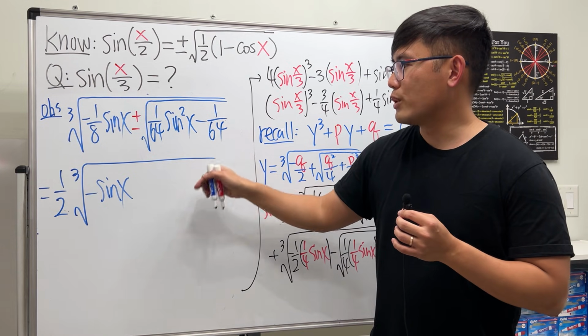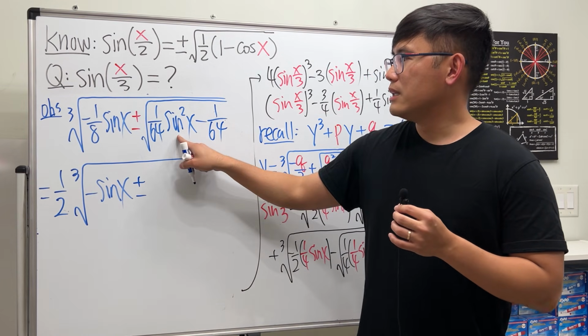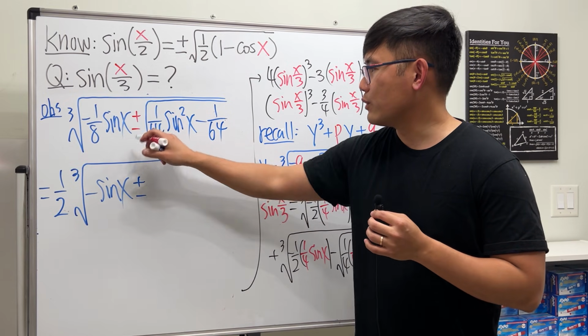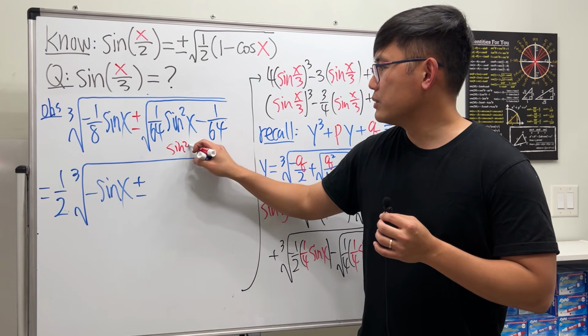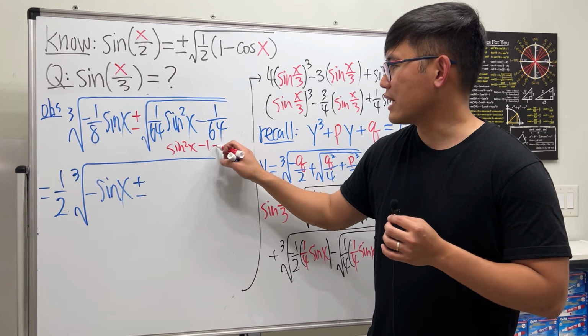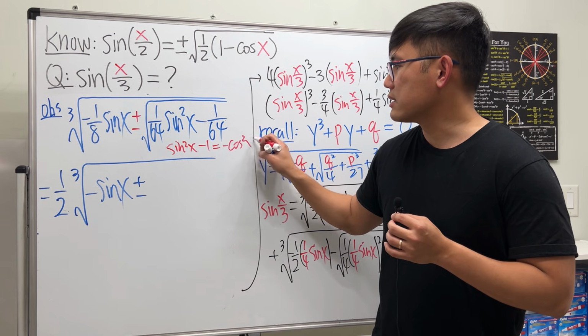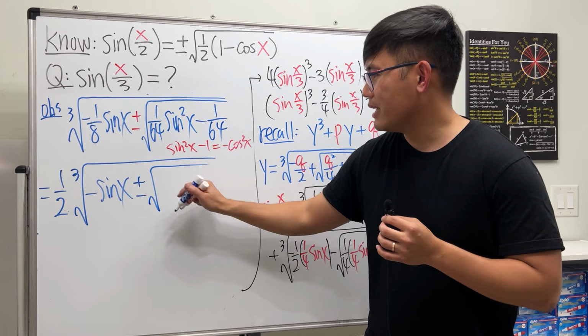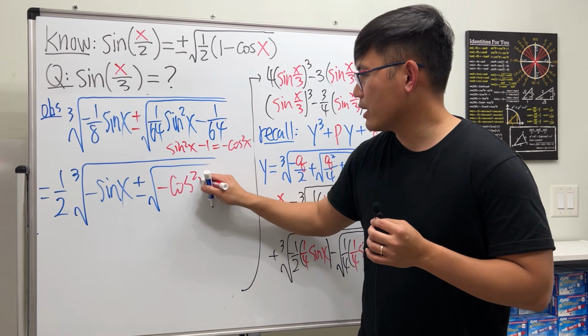But in fact, this becomes what? Sine squared minus 1. After we factor out the cube root, this is just sine squared minus 1, and that's really negative cosine squared x. And that's inside of the square root. That gives us negative cosine squared x.